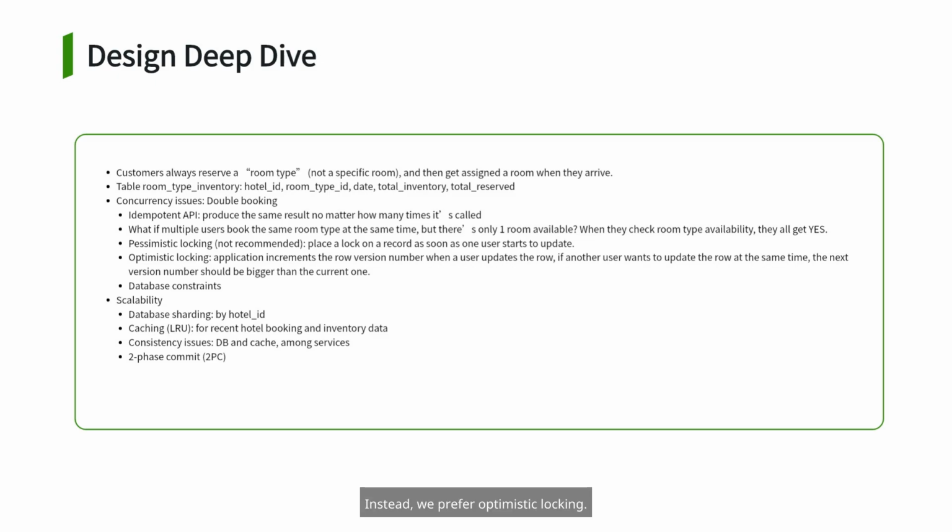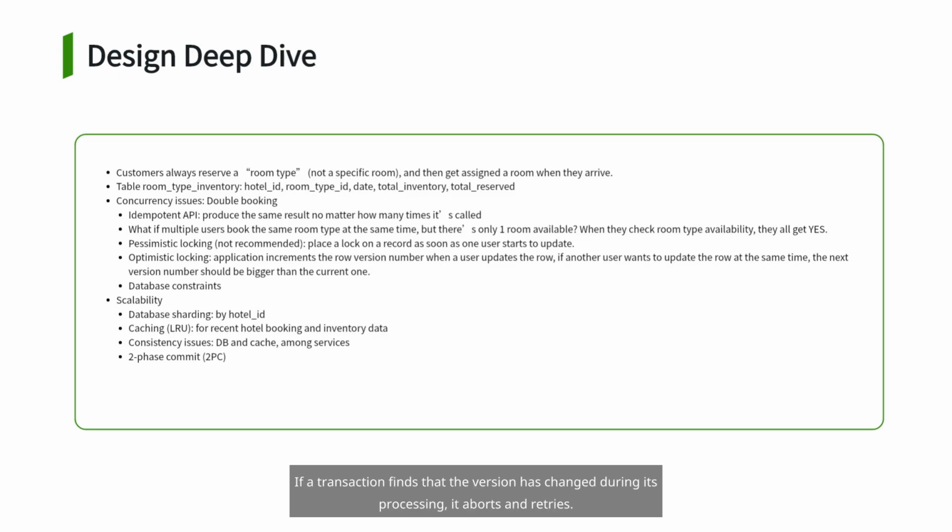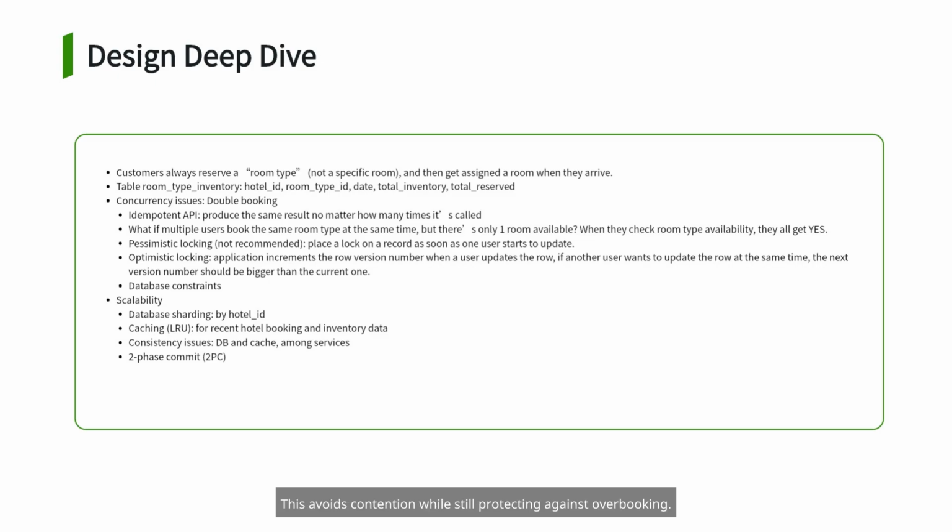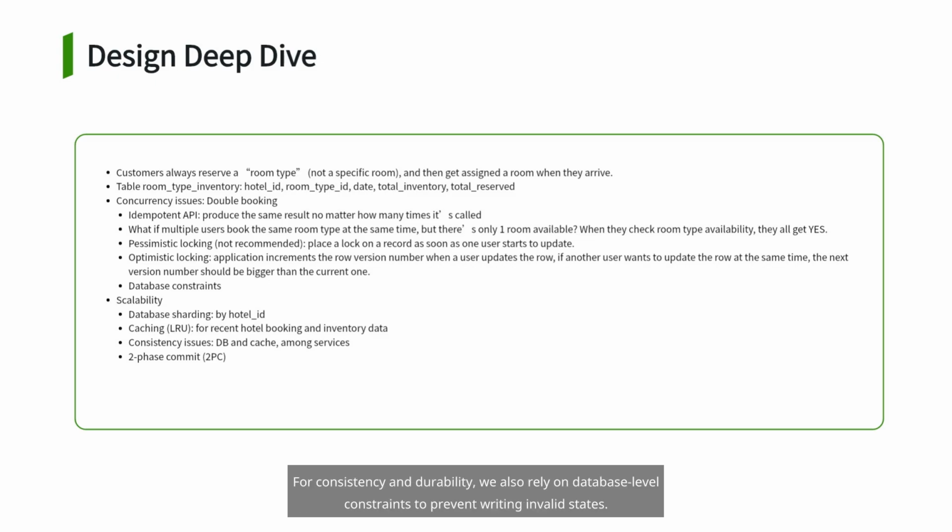Instead, we prefer optimistic locking. Each update to a row increments a version number. If a transaction finds that the version has changed during its processing, it aborts and retries. This avoids contention while still protecting against overbooking. For consistency and durability, we also rely on database-level constraints to prevent writing invalid states.